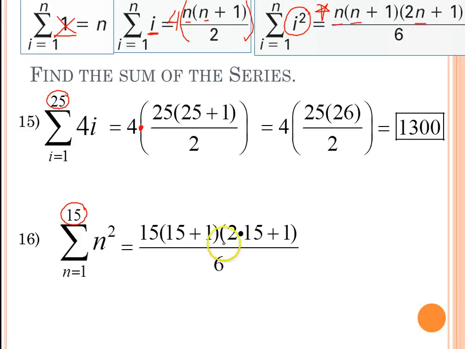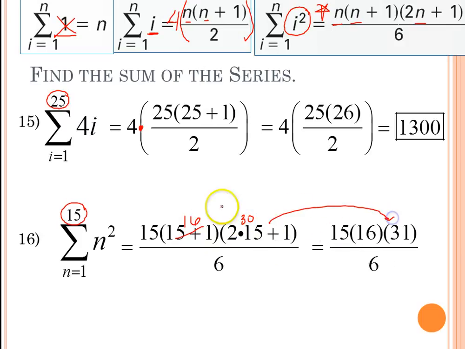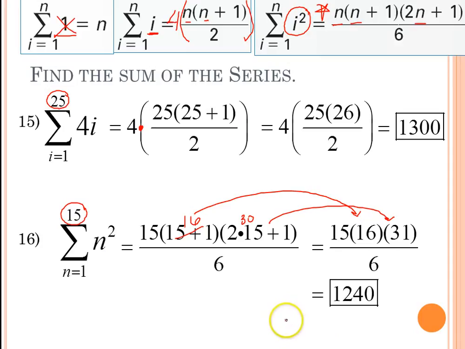Okay, let's solve it. 15 plus 1 is 16. 2 times 15 is 30. 30 plus 1 is 31. Then type it in. 15 times 16 times 31 divided by 6. You get an answer of 1,240.